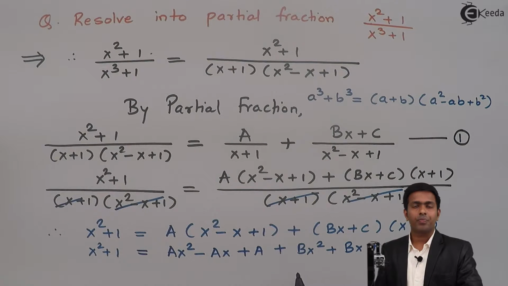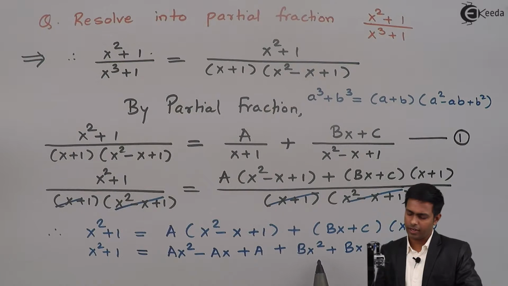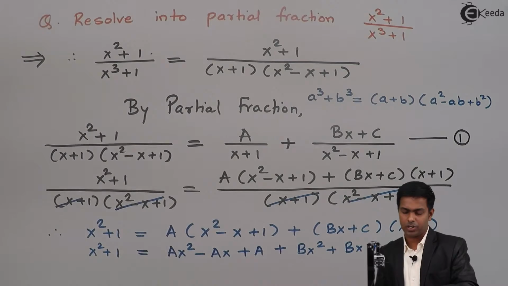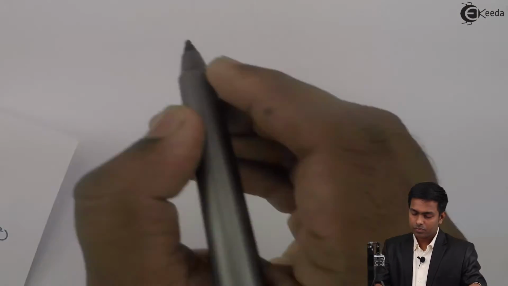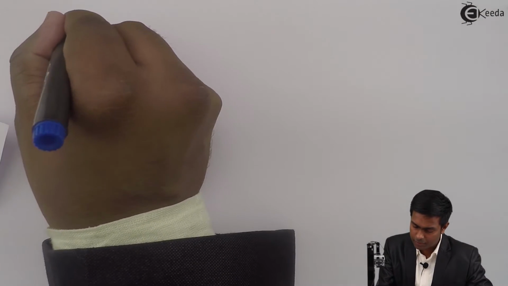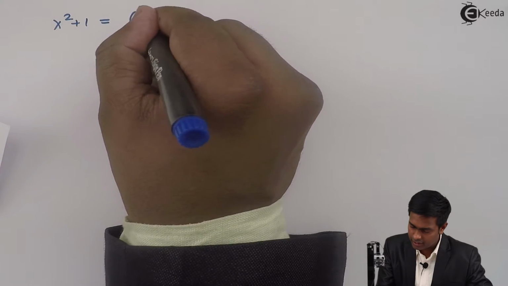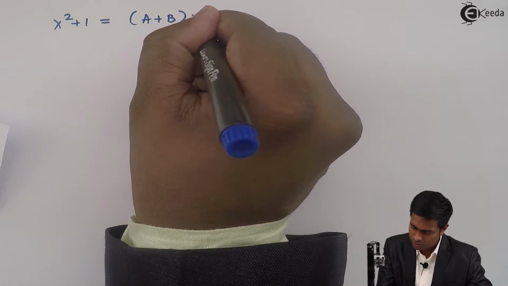So now we will take the similar terms together. Here if you observe ax square and bx square, then we can take these two terms together. By taking these two terms together, we can take x square common, and in the bracket we will get a plus b. So the left hand side x square plus 1 is as it is, and on the right hand side we will get a plus b into x square.